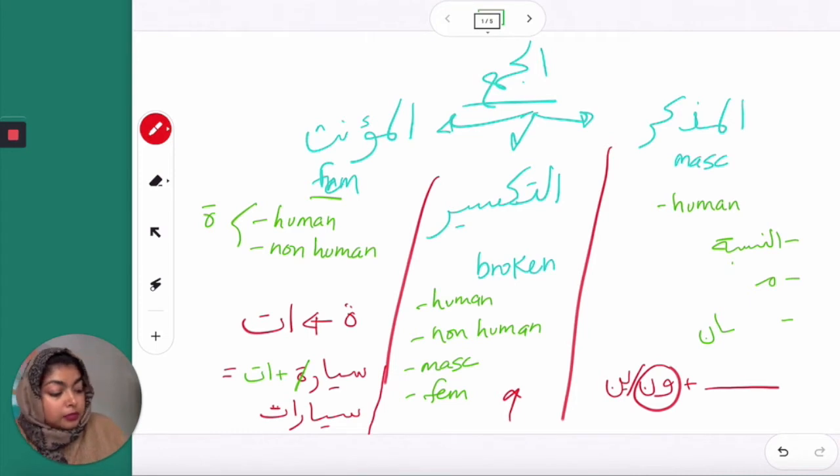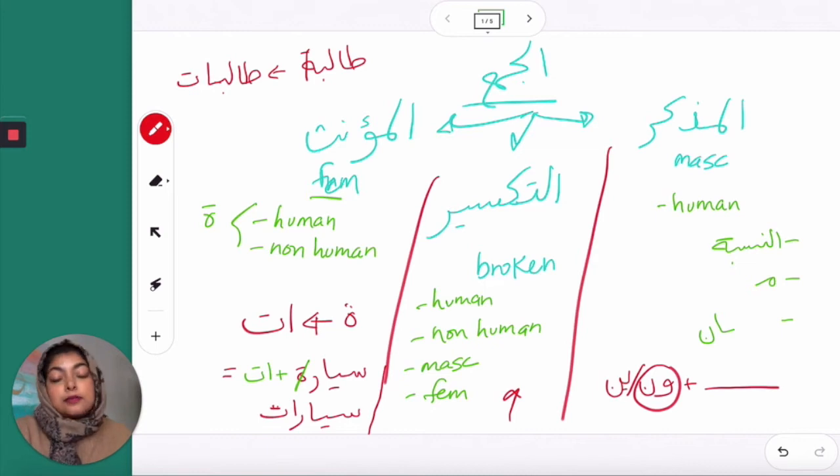And then we would do the same thing if it was a feminine word that's human. So if I have a word, I'll add it here. طالبة. Change this, add alif ta. So now we have طالبات. So the rule for jam' al-mu'annath is actually very simple. You have a ta marbuta, you change it to alif ta. That's it.